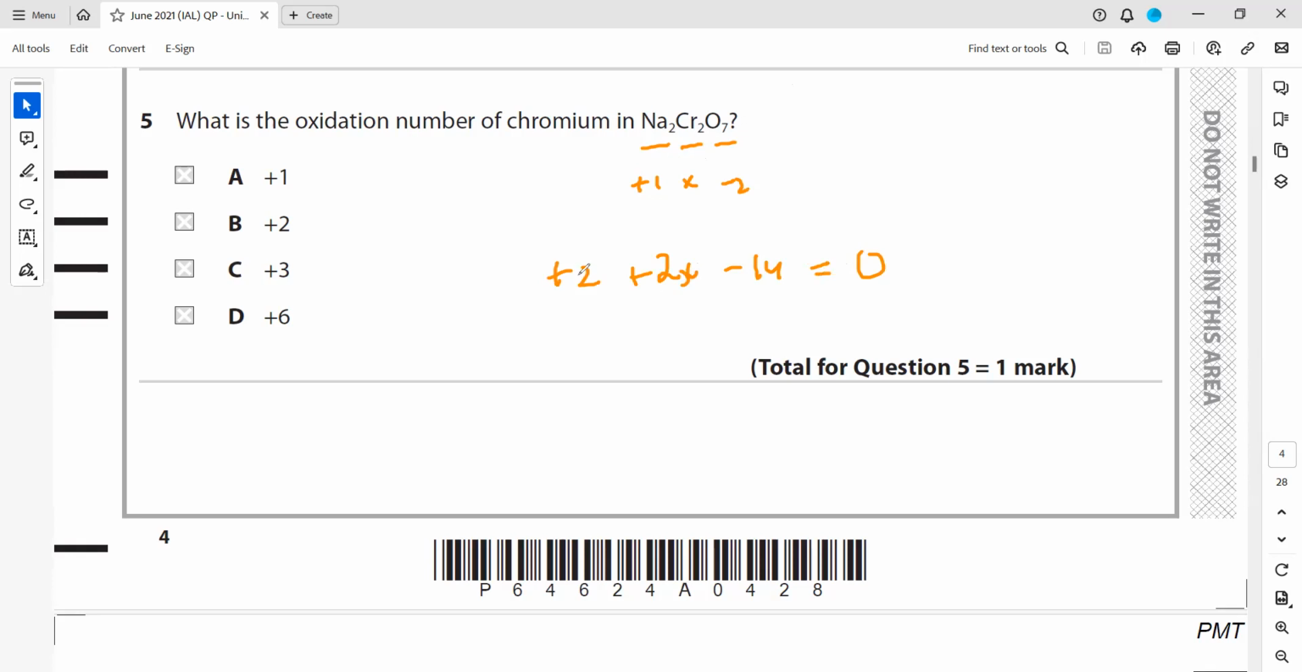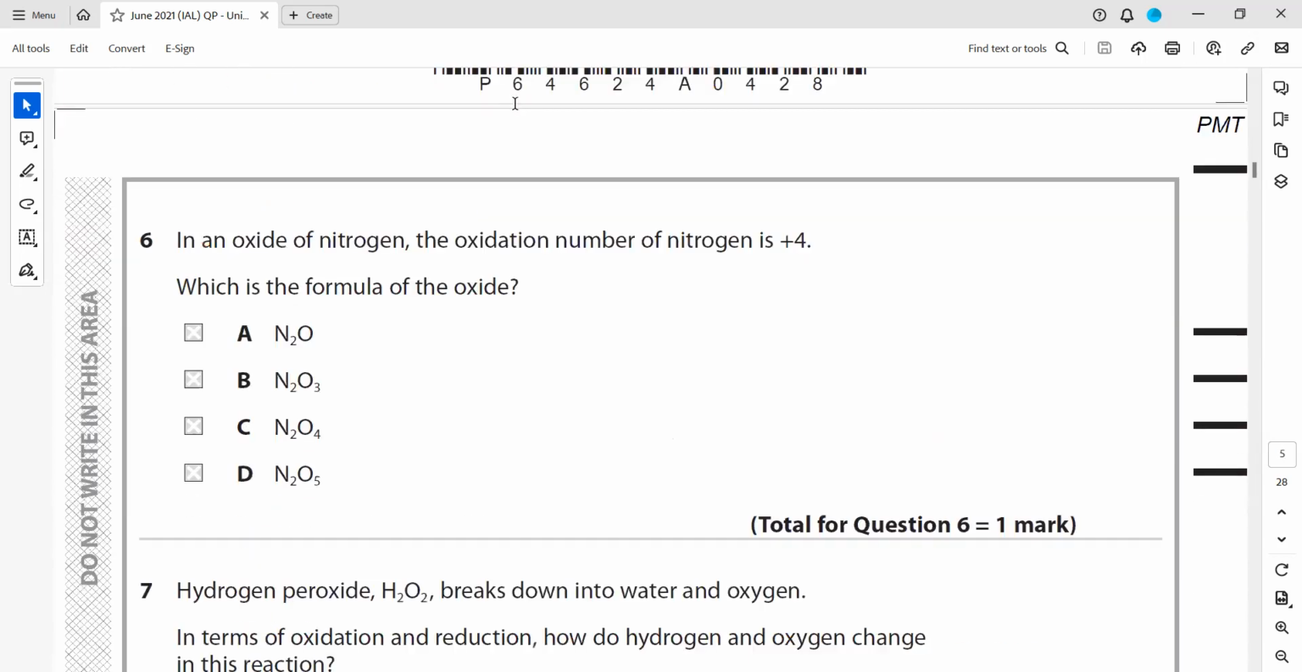When we simplify this, +2 minus 14 becomes -12. Moving -12 to the other side, it becomes +12. So 2x is equal to +12. If we need x, x is equal to +12 divided by 2, which is equal to +6. So D will be the right answer. If it was not a compound, if it was a molecular ion, then the net charge should be equal to the charge on the molecular ion.